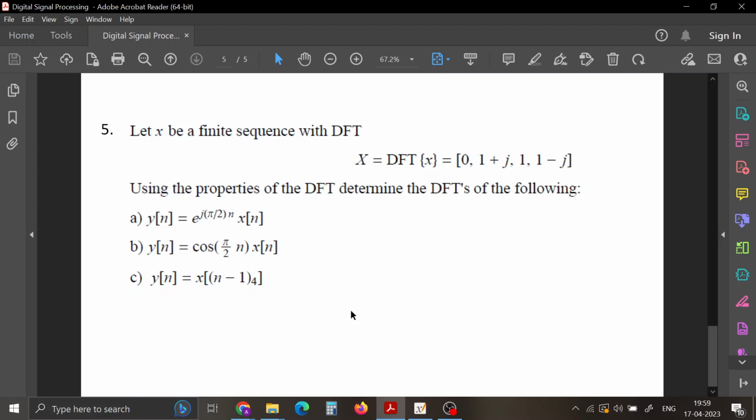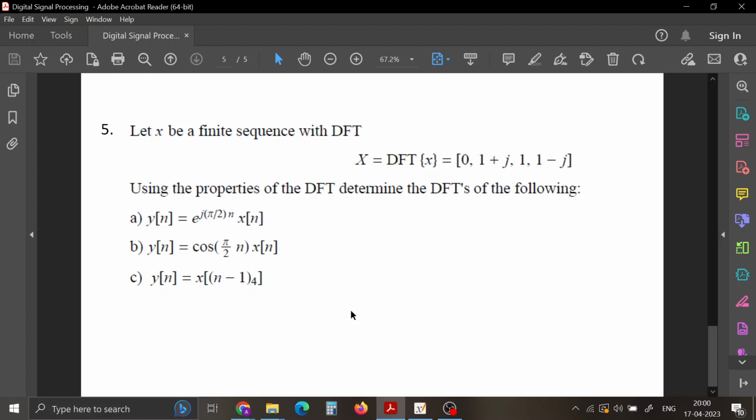So again, given in the question is a finite sequence small x having a DFT denoted by capital X, which is this sequence 0, 1 plus j, 1, 1 minus j. Again it's a 4-point DFT, and so capital N equals to 4 here, and so these are the coefficients basically. Capital X of 0 is 0, capital X of 1 is 1 plus j, capital X of 2 is 1, and capital X of 3 is 1 minus j. This is given, and again we have to make use of the properties of DFT to determine the DFTs of the following functions given in part A, B and C.